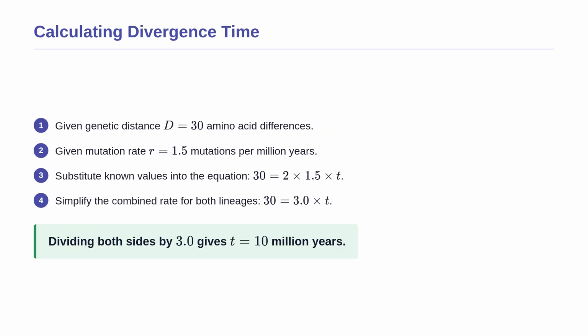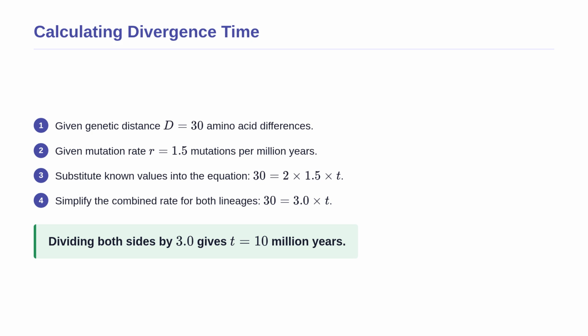Before we move on, let us see this with a concrete example. Suppose we compare a blood protein between species A and species B, finding exactly 30 amino acid differences. We know this protein mutates at a rate of 1.5 mutations per million years. We want to find the divergence time, T.